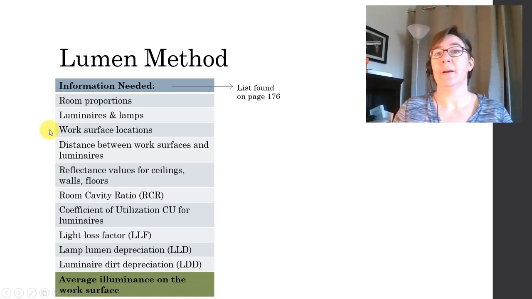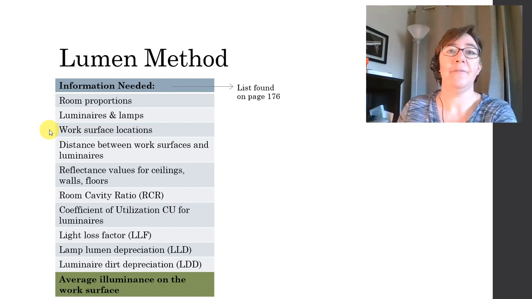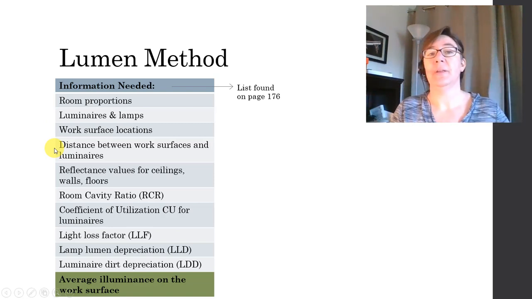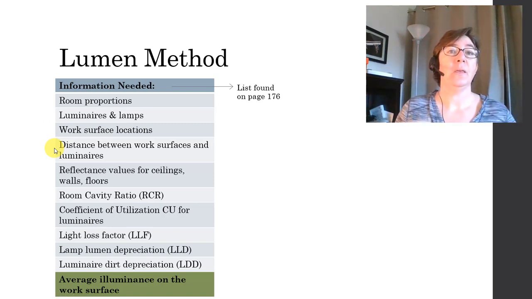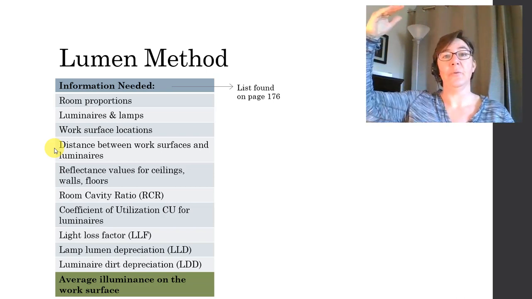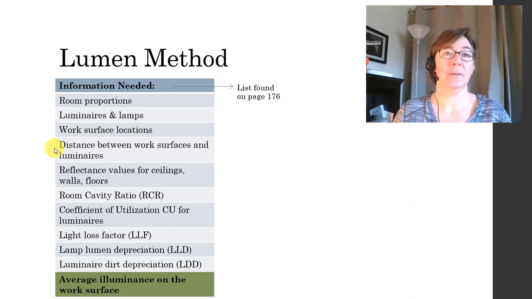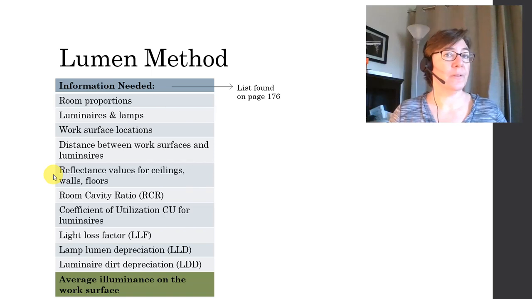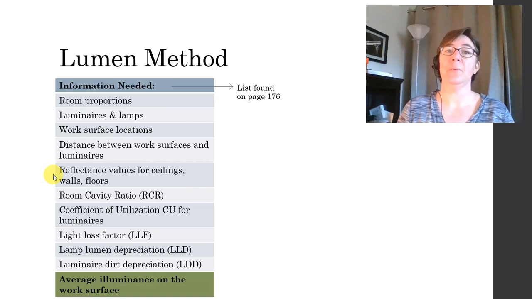You'll need to know where your work surface is, not specifically in the room, like it's against the left-hand wall. What you need to know is its height. And therefore, since you know the room proportions and the work surface proportion, you can find the distance between the work surface and the luminaire. Remember that that's called the mounting height. We need to know the reflectance value for ceilings, walls, and floors. Light reflects or bounces off of these surfaces, and we take that into account in this calculation.